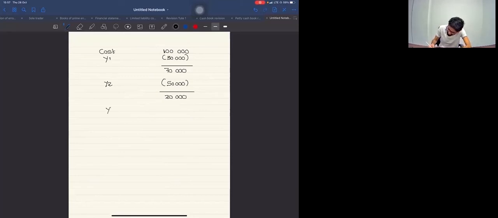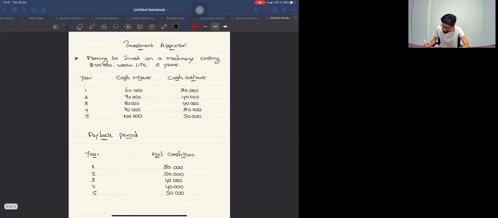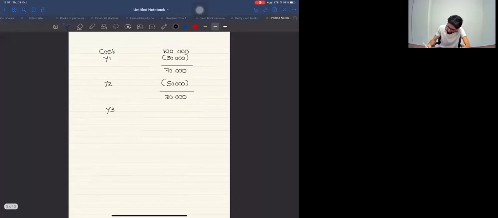Now I'm coming to the third year. I think there will be a small problem here. Look at year 3, your net cash flow. If you look at the net cash flow for year 3, that is 40,000. Look, you don't enter 40,000 here, right? The reason being, you need to recover only 20,000 more.